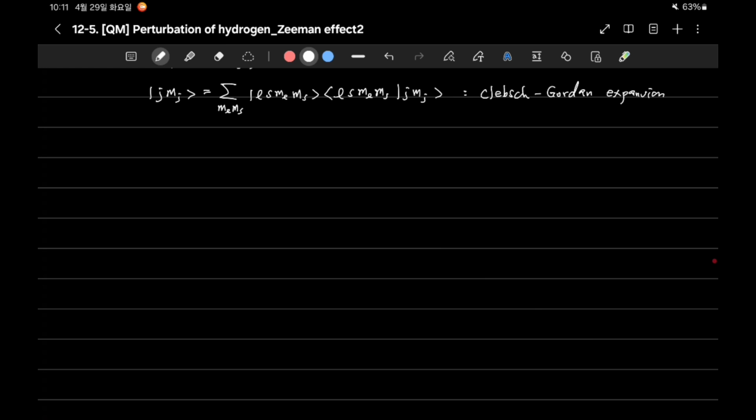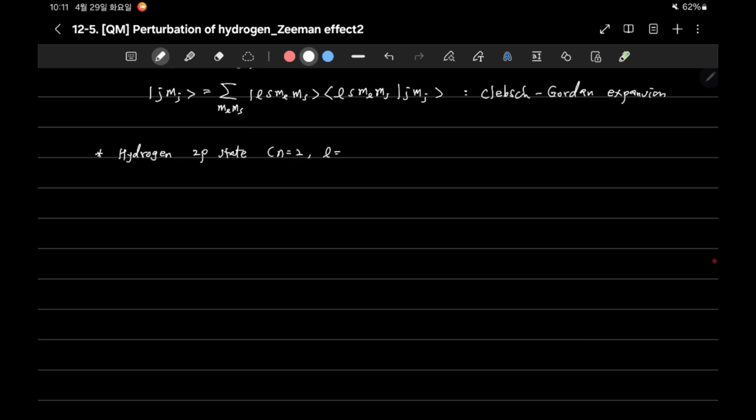For example, take the hydrogen 2p state. The 2p state means that the principal quantum number is 2, the orbital quantum number is 1, and the spin is 1/2. So J is L plus or minus S. L plus S is 3/2, and L minus S is 1/2. So there are two possibilities, J equal to 3/2 and J equal to 1/2.